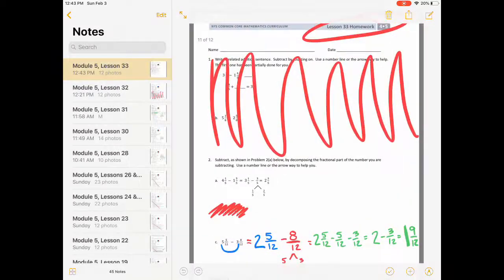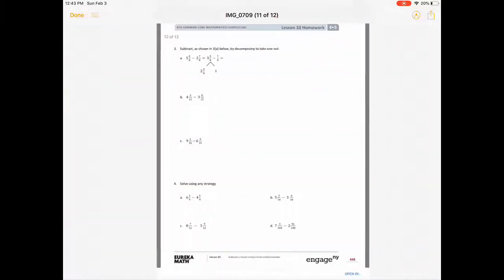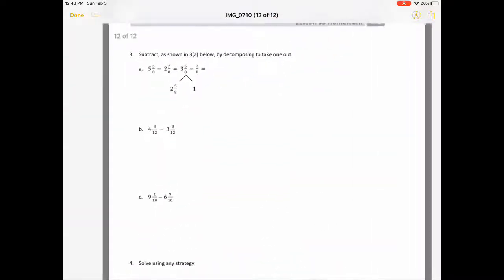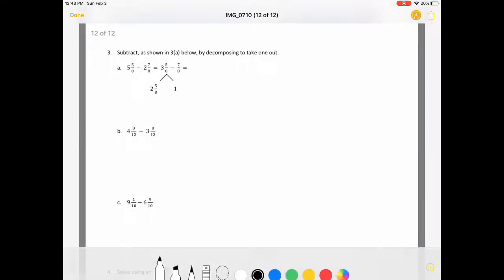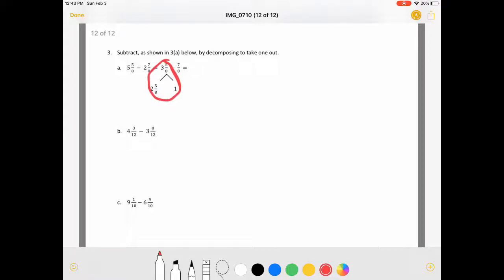Okay, let's look at another example. So if we go to the back page and we look at 3A, they're doing the same thing except they're just breaking down the first number instead of the second one. You can choose to do that if you like that method better, but I'm going to keep doing the same one we've been doing so you can see more examples of that.